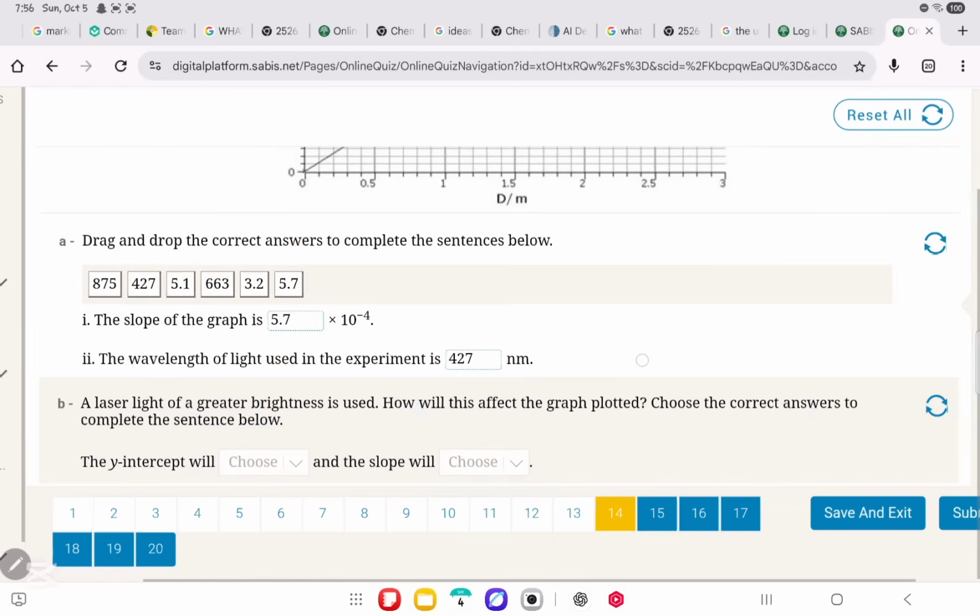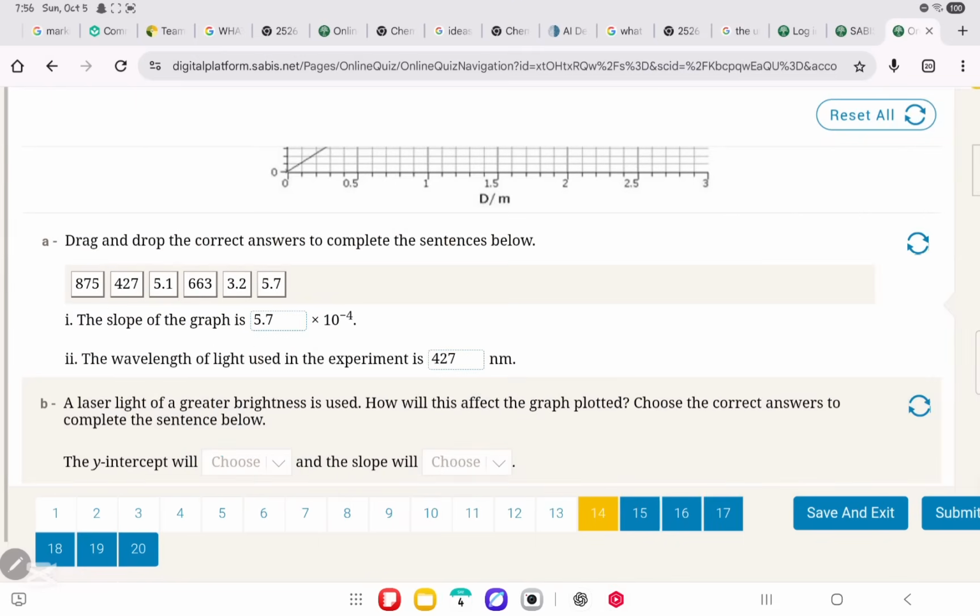Now we go down again. What does it say? It says that a laser light of a greater brightness. Does a greater brightness affect anything? No, it's just a greater intensity. But it's the same wavelength, and we said that everything depends on the wavelength. If the wavelength is untouched, then what does that mean? That means the y-intercept will remain unchanged and the slope will remain unchanged.